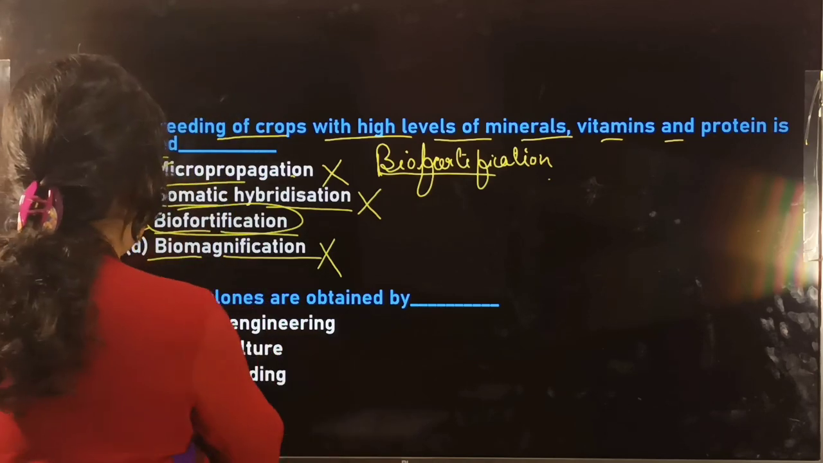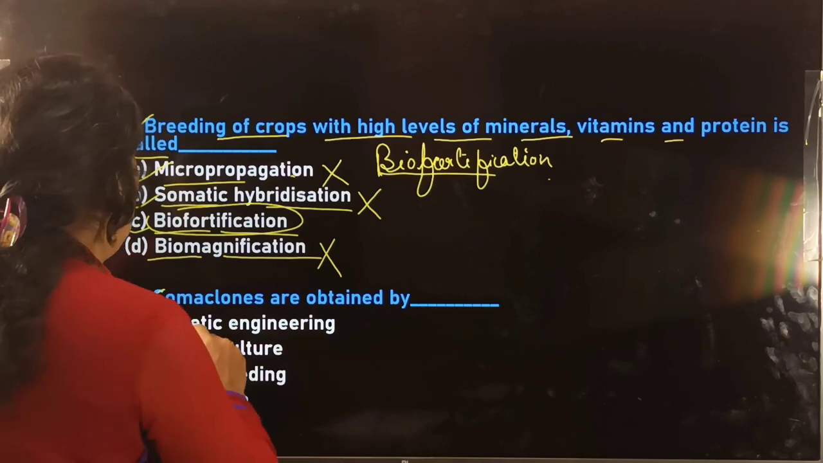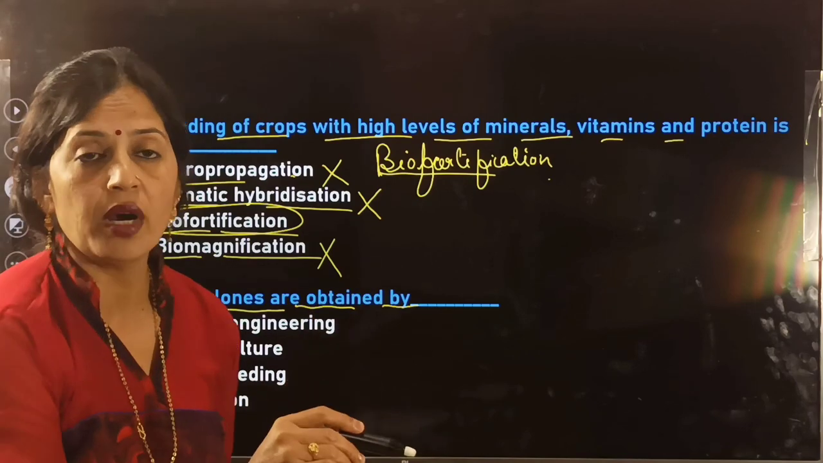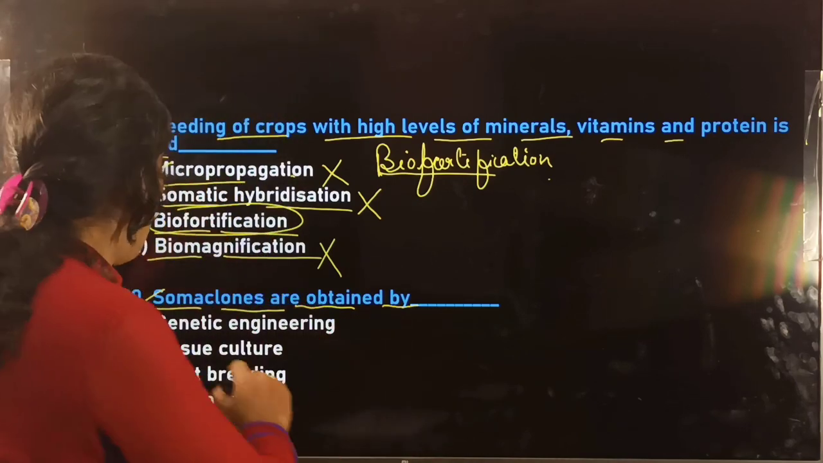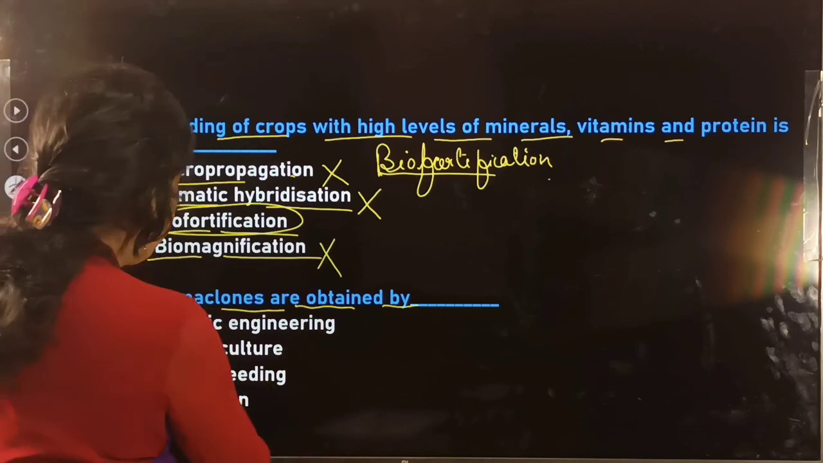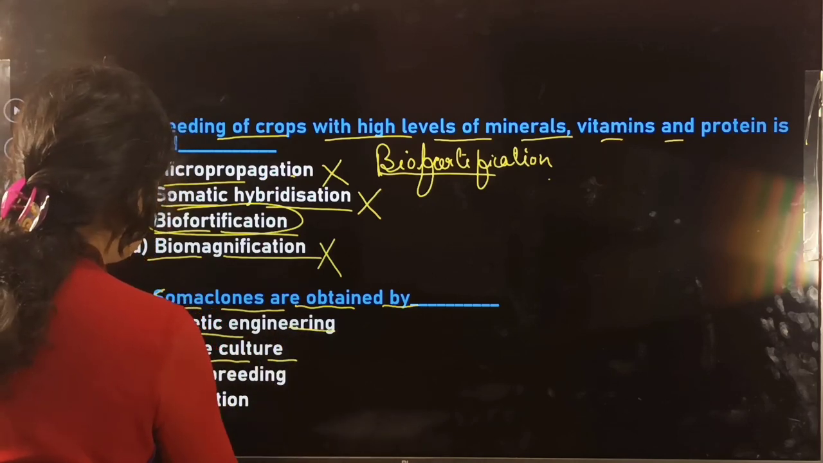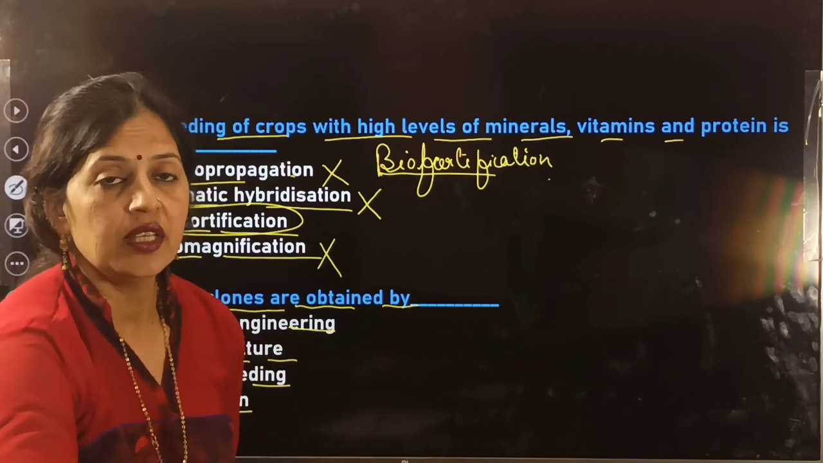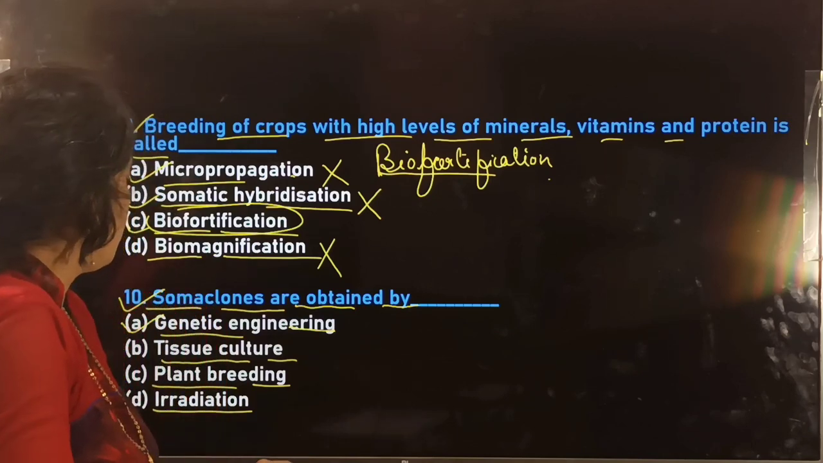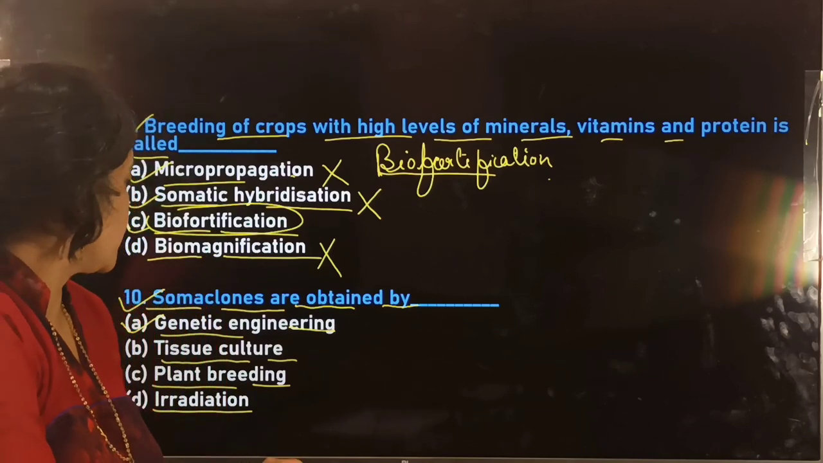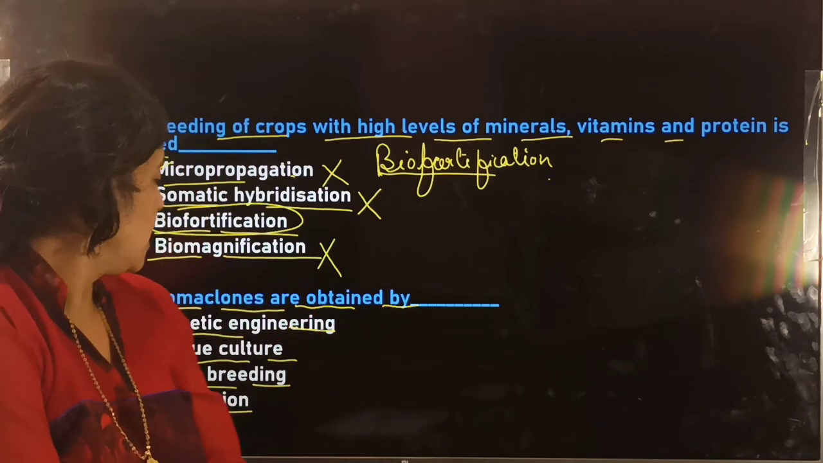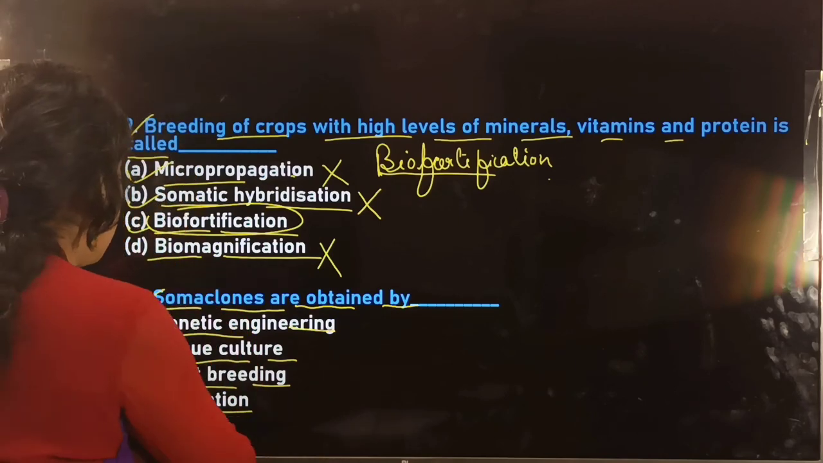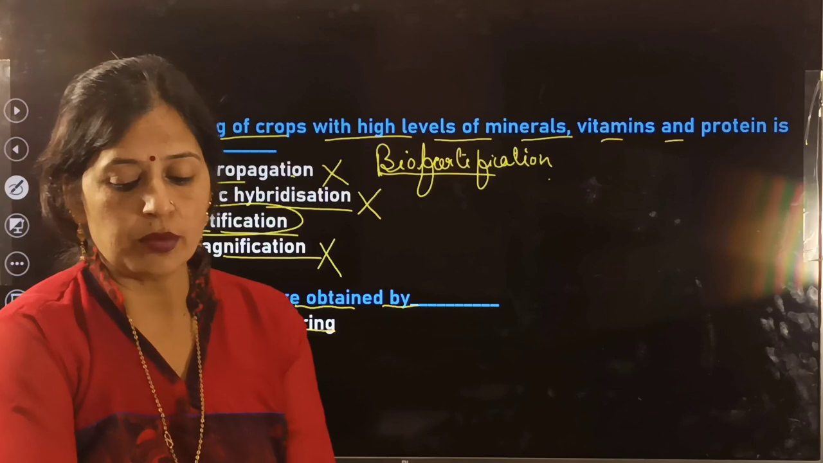Now shift to question number 10. And your question number 10 is: somaclones are obtained by, options are A, genetic engineering; B, tissue culture; C, plant breeding; and the last one is irradiation. And it is your question number 10.